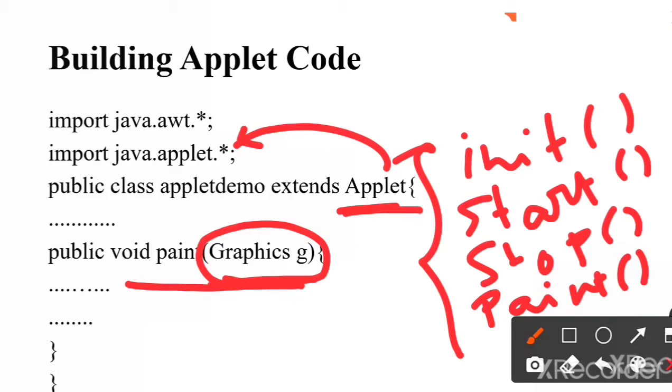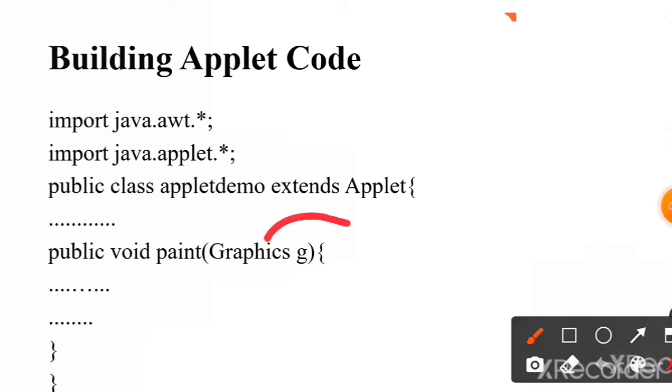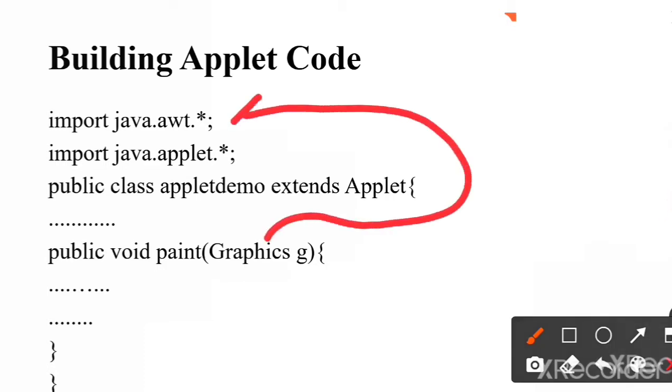So we are going to create an object of the graphics class by writing the class name Graphics followed by the object. Here I have written it as g. You have to pass this object as an argument to this paint method. This requires that the applet code imports the java.awt package. To use this graphics class, you have to import this AWT package.